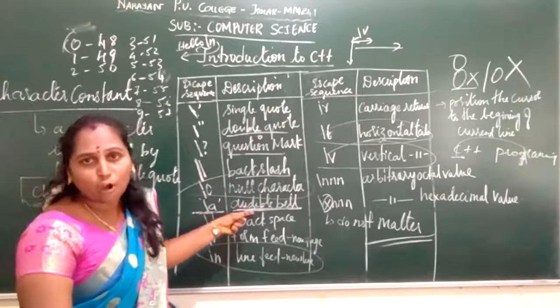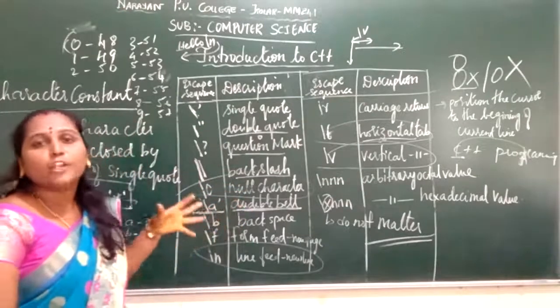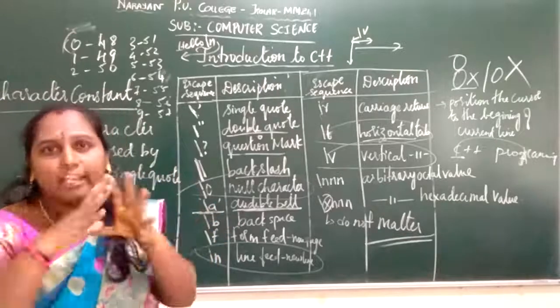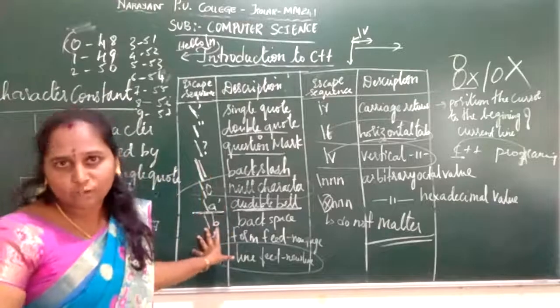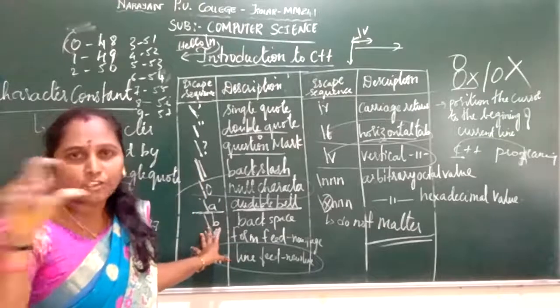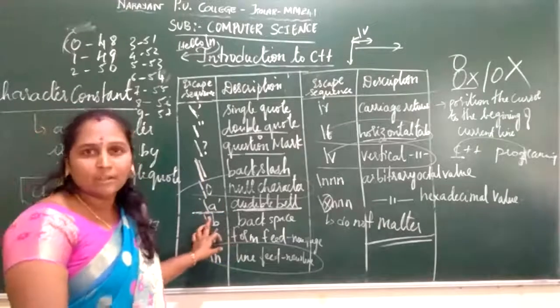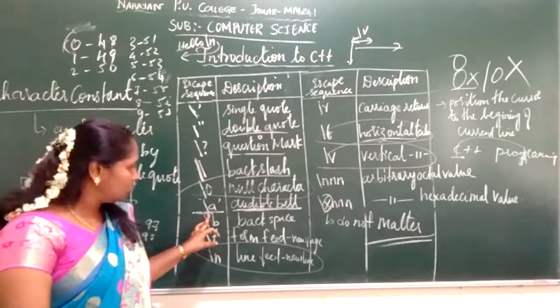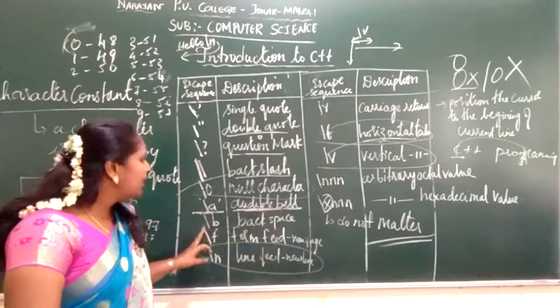Backslash a here means it's the audible bell. It's going to produce some ringing or tone when the compiler executes a particular instruction. During the execution of a program, during a particular instruction, it's going to sound some kind of ring. That is some sound or music. That is nothing but the audible bell.